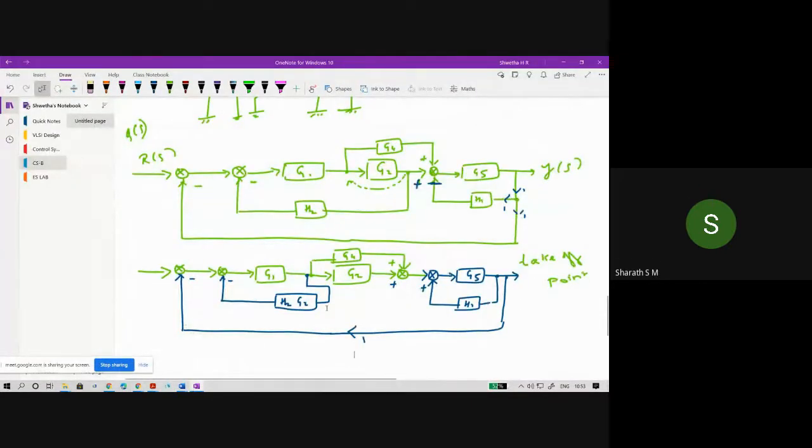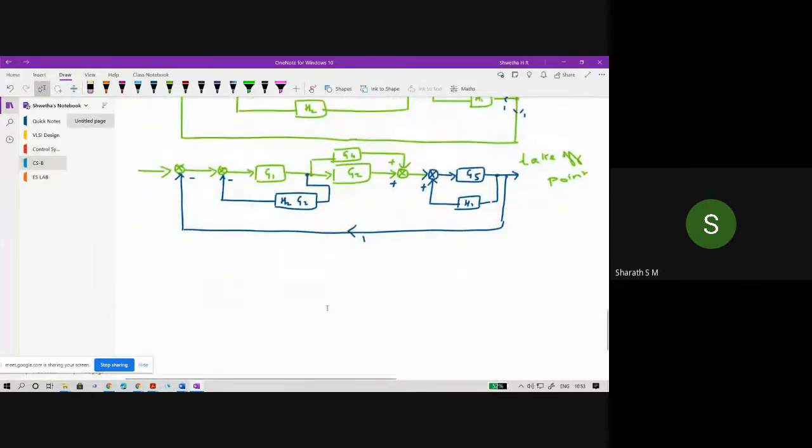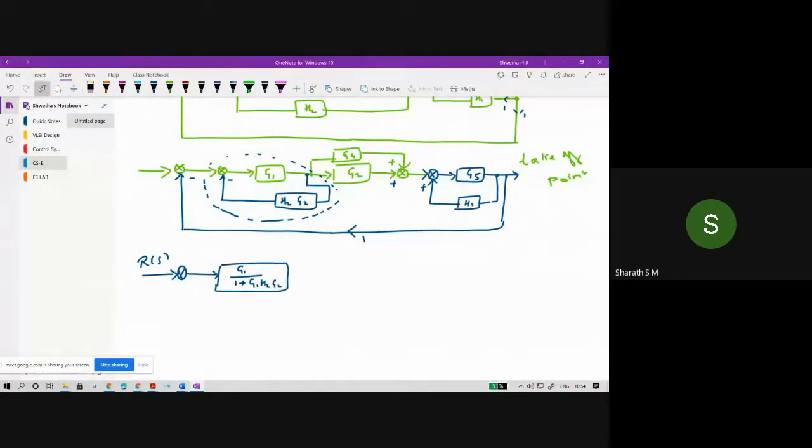What is the parallel equation for this? This one has a negative feedback, so write down the equation for that. That is G2 by 1 plus GH. Now in the place of H, we have H2 G2. So G divided by 1 plus G, and this one has H. And these two are in parallel, so G4 plus G2.